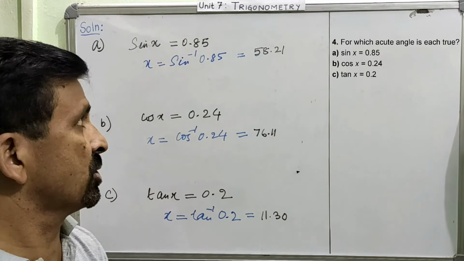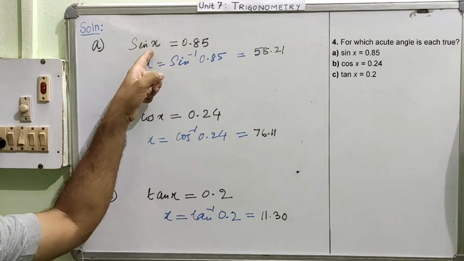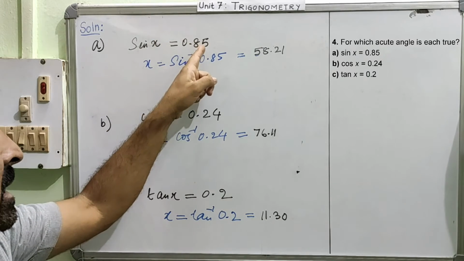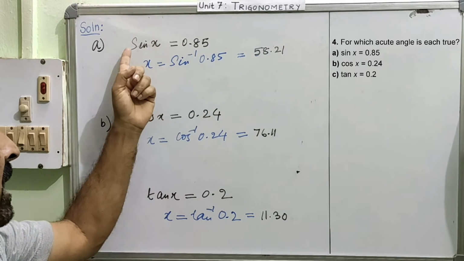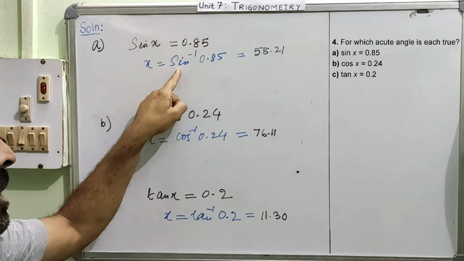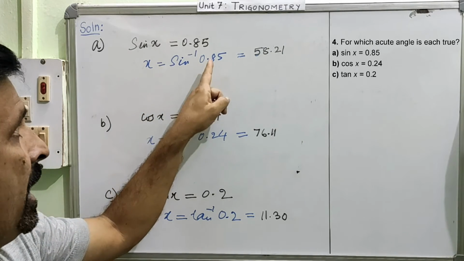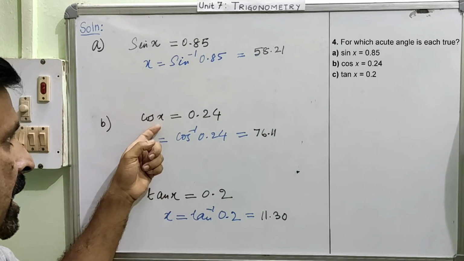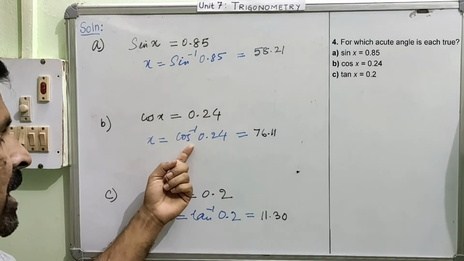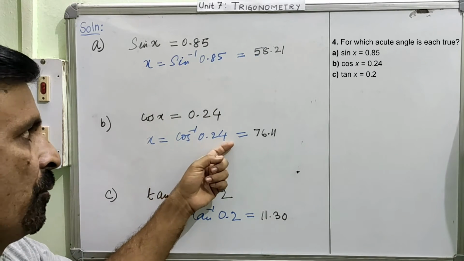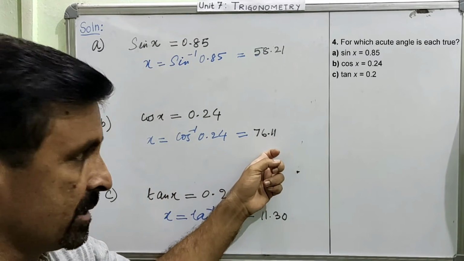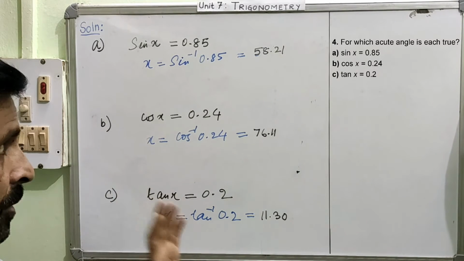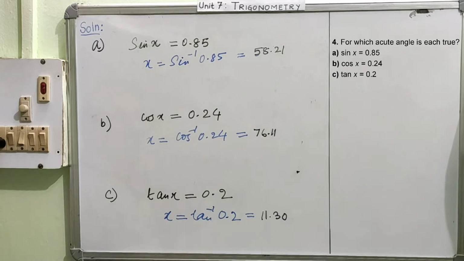These questions are bonus questions. You were asked to calculate the angle, so you wrote the sine x value as given. You calculated the value of x by sending the sine to the other side, writing sine inverse 0.85, and then using the calculator you calculated this value. Here also cos is shifted to the other side, so x is equal to cos inverse 0.24. Using the calculator we get 76.11, and likewise this also. Hope this question is very clear. So this is question number 4.